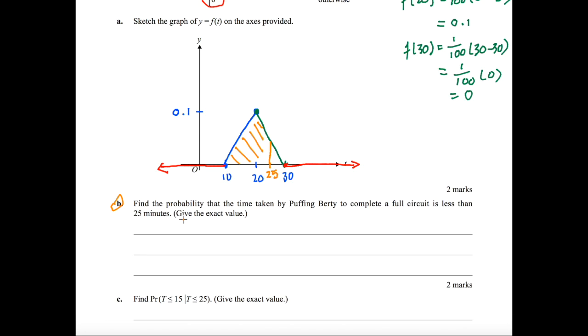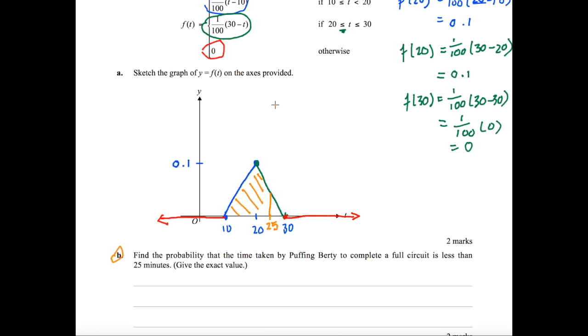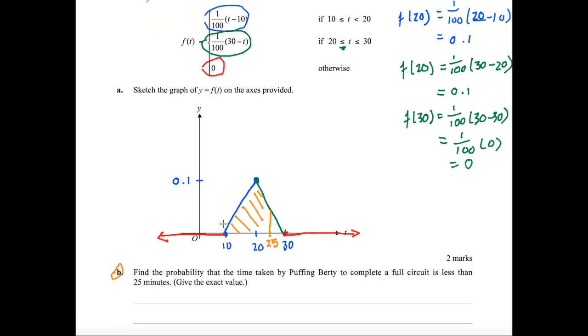Okay, so we could take the integral of this function from 10 to 25 to find the probability that it is less than 25 minutes. But as you can see, that's going to be a little bit annoying because this is a hybrid function. So let's think of another simpler way we can do this. We could have worked it out that way, but we can also work it out this way.